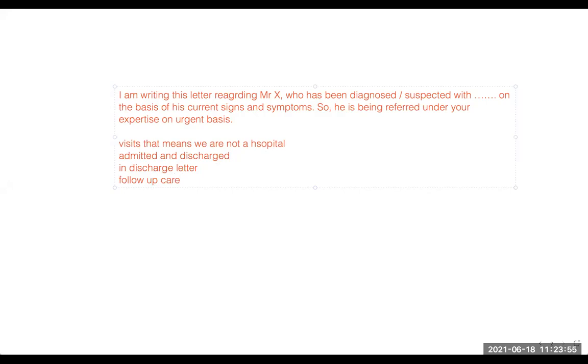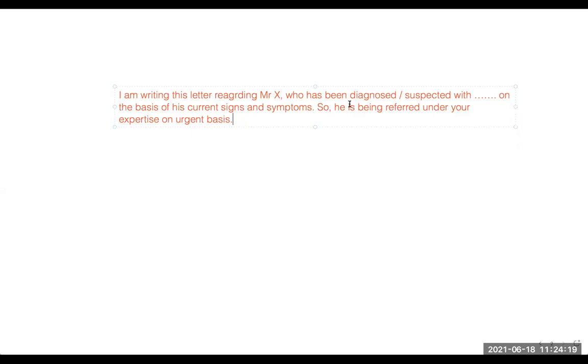Always is nothing. Never put anything in always. In this life anything can happen, anything may happen. Never put anything in always. So that means the patient was visiting us, we were not hospital. If we would have been a hospital, then patient would have been admitted, would have been discharged, and we would have written a follow-up care. But what has happened is that we are a clinic, so we have not been able to handle the patient.